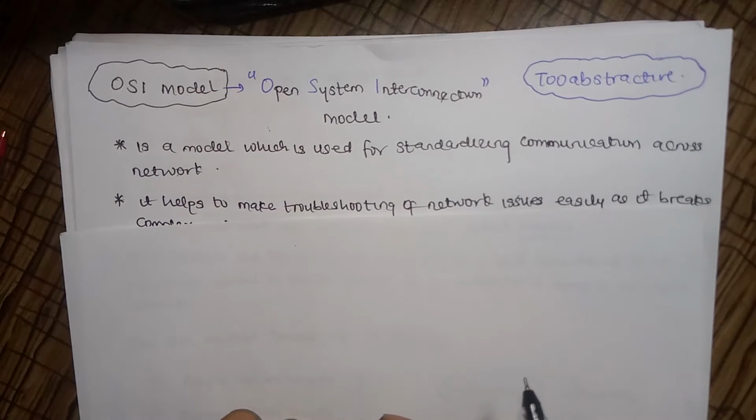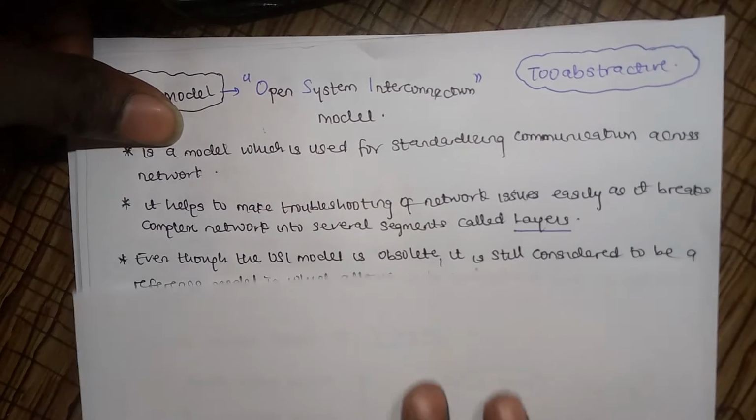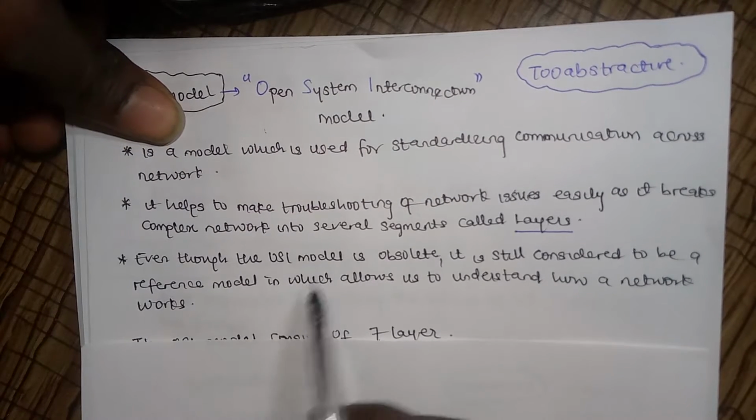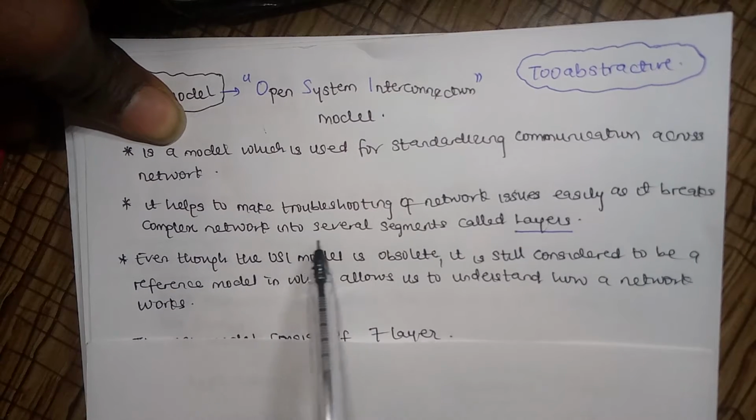We know that a whole network is very huge and complex, right? So, in order to make the troubleshooting of networking problems easier, a model is developed, and we term that model as what? OSI model, right? As it's been said, it makes the troubleshooting of network issues easier, as it breaks a complex network into what?